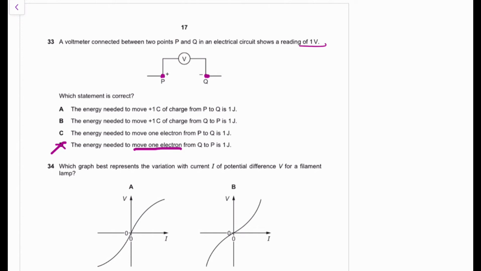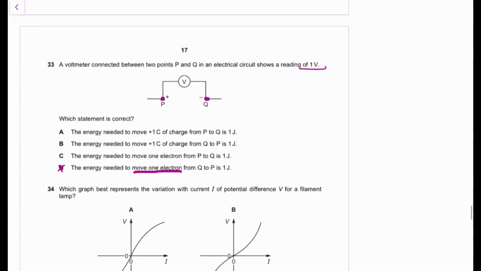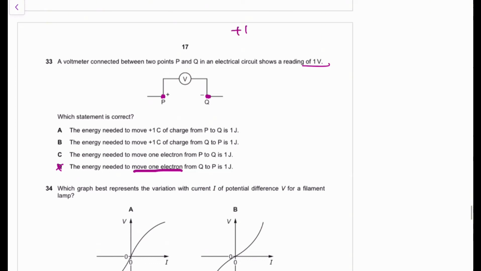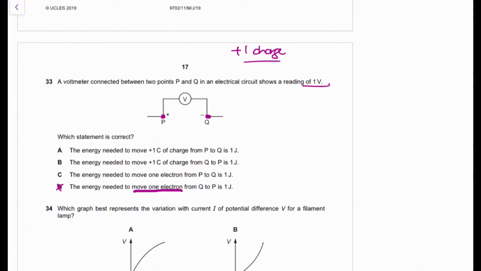Why? Because we cannot move one electron. It doesn't make sense because the energy needed to move one electron is going to be completely different. We need energy to move one charge, plus one charge. That is what we are going to need to move. So D is going to be wrong. It doesn't take one joule to move one electron.